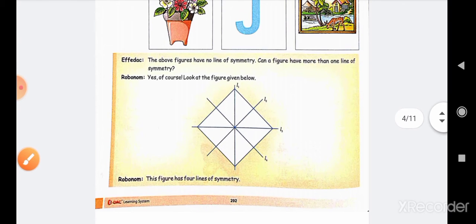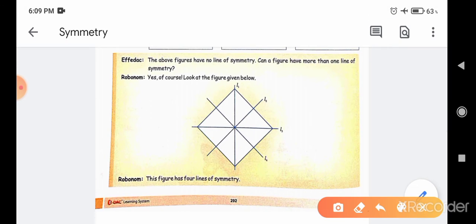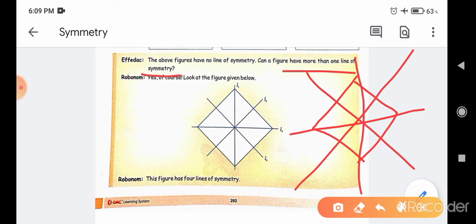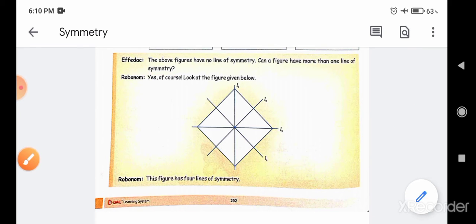Next, a figure can have more than one line of symmetry. This is an important note, that one figure can have more than one line of symmetry. For example, here is this figure in a square shape. This line is a line of symmetry, this is also, and this is also. So there are four lines of symmetry in this figure.